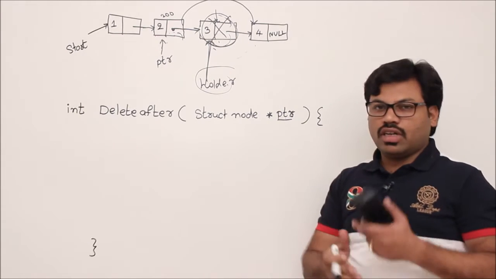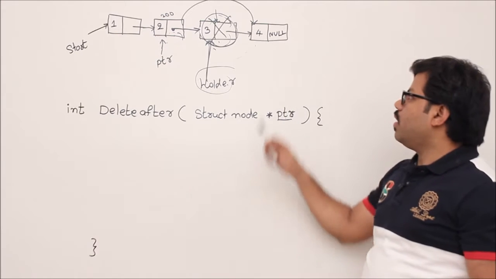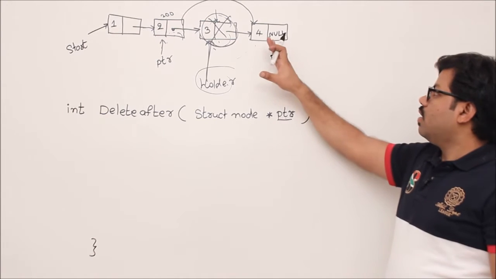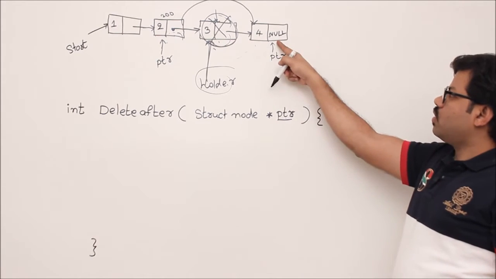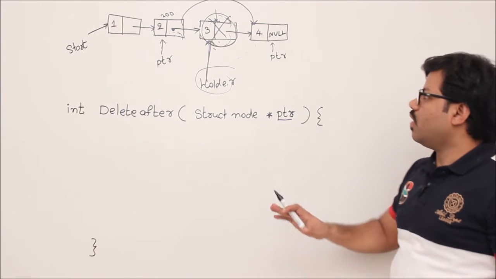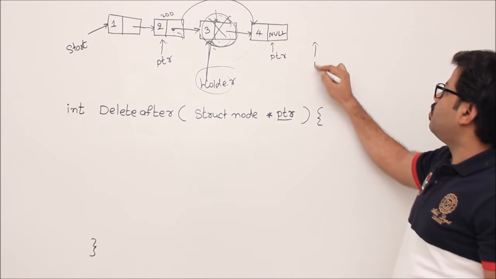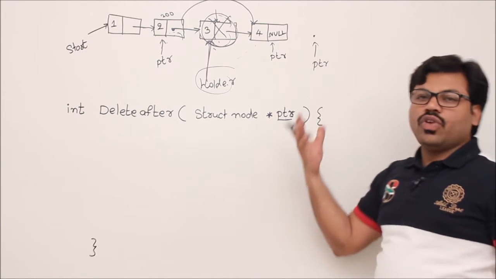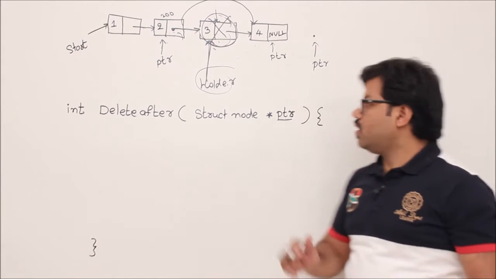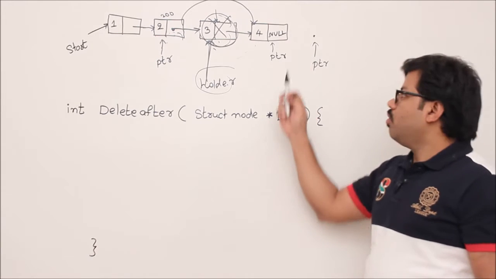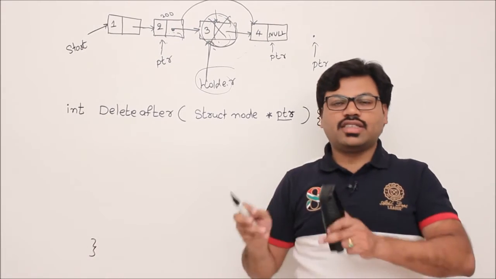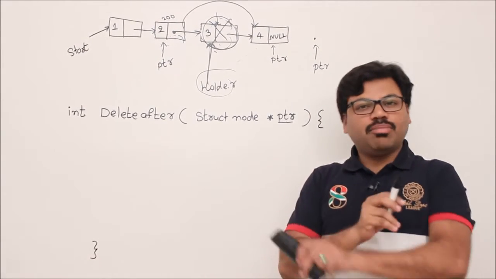But I would like to talk about border cases. One: someone gives you this ptr, that means this box address, and asks to delete after this node. Is there any node after it? No. Then what should I do? I should quit the program. Second: if ptr is null, that means someone gave you null and asked you to delete after that null. Again meaningless, isn't it? From now onwards, if ptr is null, nothing to do. If ptr->next is null, nothing to do. In these two cases, I will simply close the program.